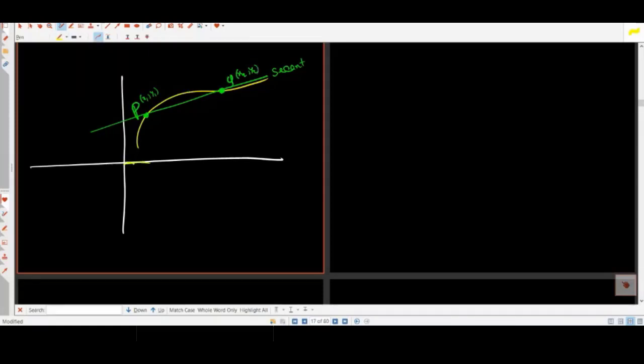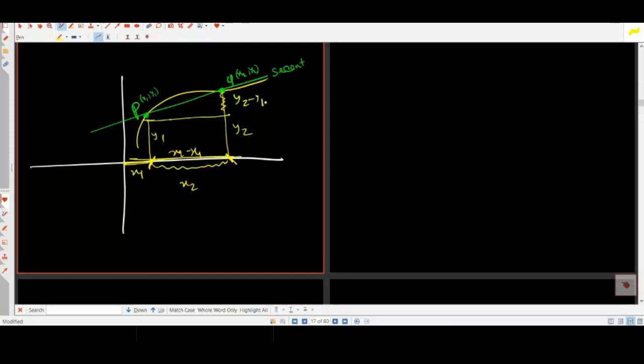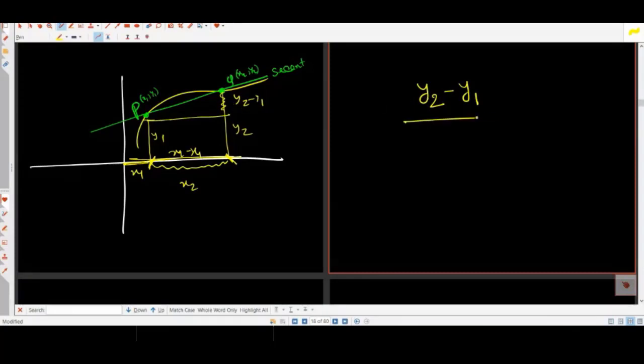We can understand that this distance is y1 and this distance is x1. Similarly, this distance is y2 and this distance is x2. If we try to collect this distance only, from this part to this part, it will be x2 negative x1. If we try to find this distance only, it will be y2 negative y1. That means we are finding the difference between y's, that is y2 negative y1. The difference between x2 and x1 will be x2 negative x1.